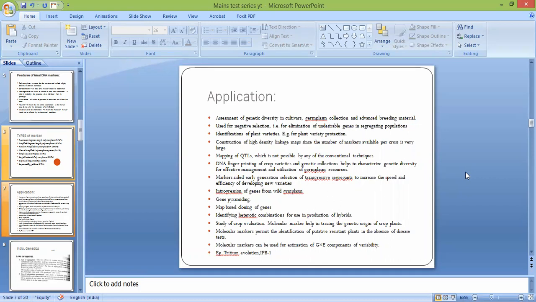The next is negative selection. For a particular trait of interest, it can be used as a negative selection tool. And also identification of plant varieties. In the case of PPVFR, for varietal identification, this is a very important tool.